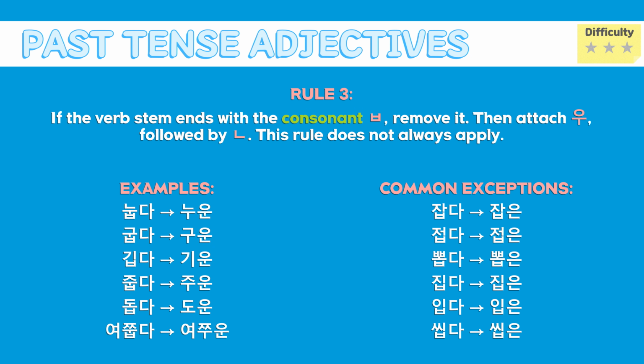Rule 3. If the verb stem ends with the consonant 비읍, remove it. Then attach 우 followed by 니은. This rule does not always apply. Here are some examples and some exceptions. You can pause the video here.